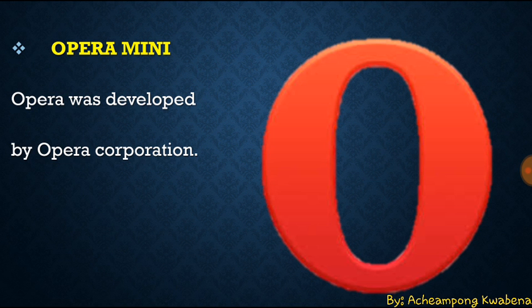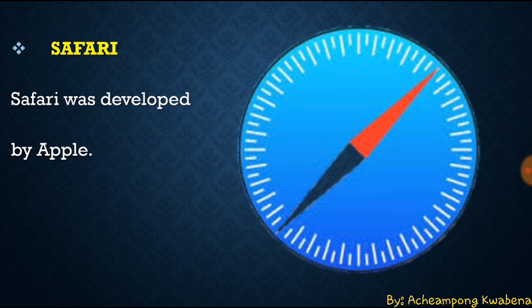Now the next one is Opera Mini. This is also an application software. Opera Mini is not a default browser. It doesn't come with operating systems. So if you want to have a copy of this browser running on your computer, you have to download it from the internet and install it on the computer. Opera Mini is a browser developed by the Opera Corporation, and it works the same as the other browsers. It helps the user to access information from the internet. Now the next one is Safari.